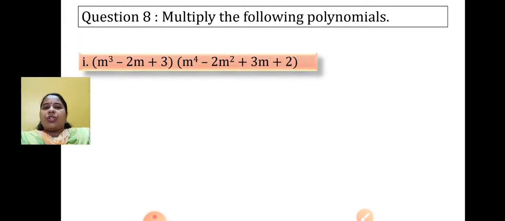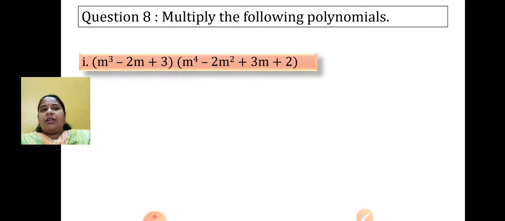This is the first question. m cube minus 2m plus 3 is to be multiplied by m raised to 4 minus 2m square plus 3m plus 2. Now this is multiplication of a trinomial with a polynomial like this. Okay, there are three terms.